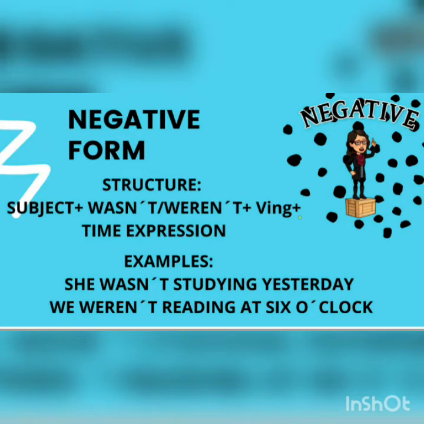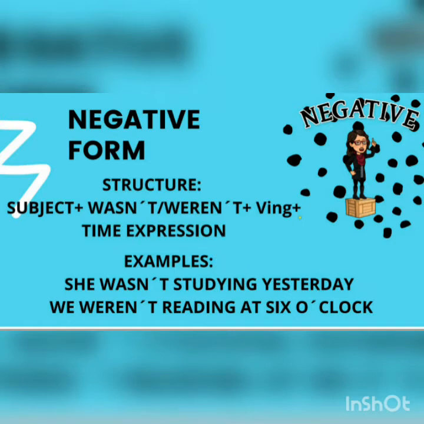In the case of the negative form, we're going to follow more or less the same structure. Sí, vamos a seguir más o menos la misma estructura, teniendo en cuenta que nosotros utilizamos para negar el verbo to be. Right? Por lo tanto, en este caso voy a utilizar el verbo to be en pasado, was o were, en su forma negativa, es decir, wasn't o weren't. ¿Sí? Comenzamos como siempre la oración con el sujeto, the subject, wasn't o weren't, verb with ing, and the time expression. Let's see some examples.